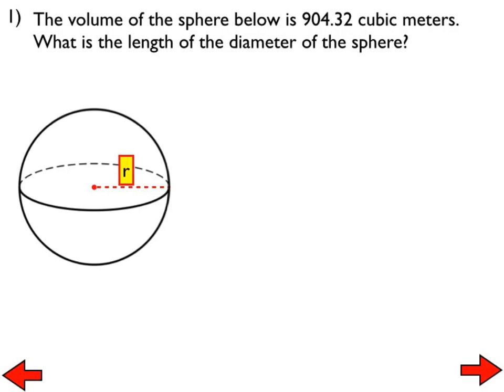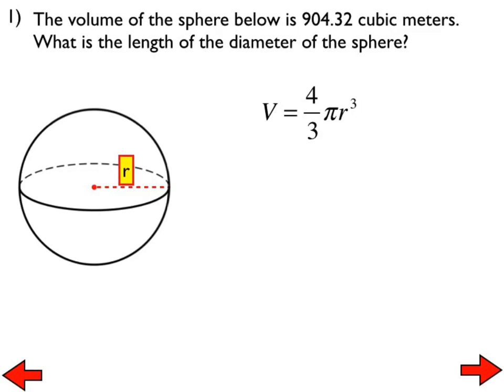The volume of the sphere below is 904.32 cubic meters. What is the length of the diameter of that sphere? Remember, to find the volume of any sphere, it is volume equals 4/3 pi r cubed. Go ahead and give it a shot.